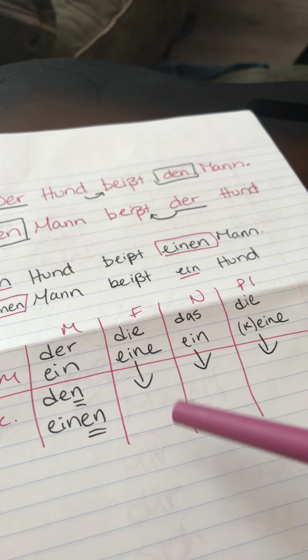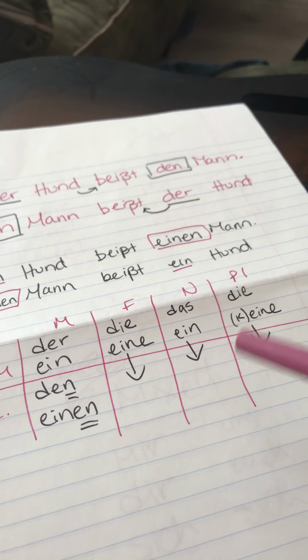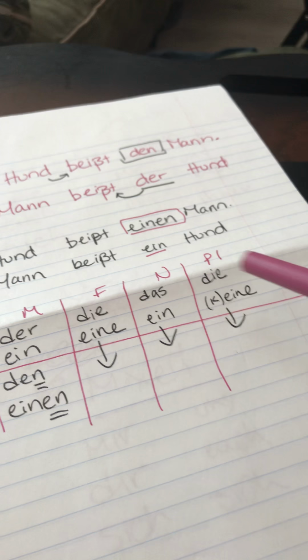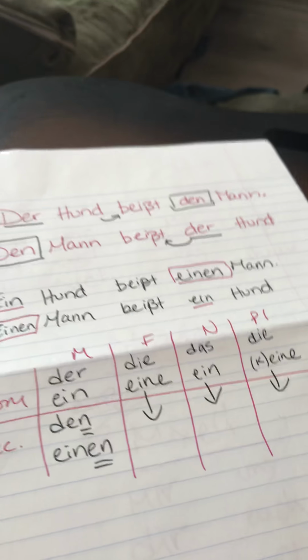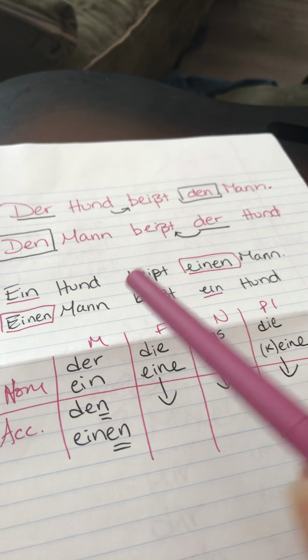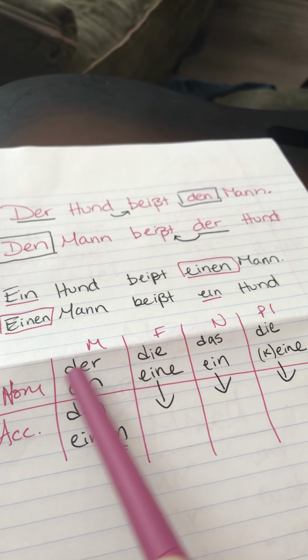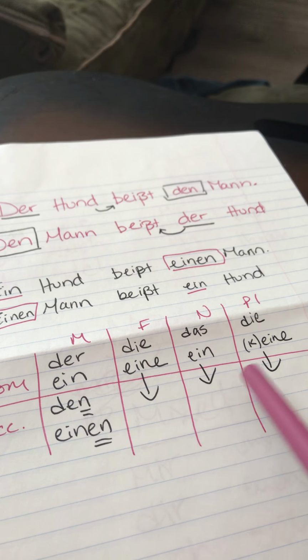Die, die, eine, das, das, ein, die, keine. You can't really have eine in the plural. You can't have a plural something. The worksheet I gave you just asked you to focus on the der, die, das's changing to den, die, das.